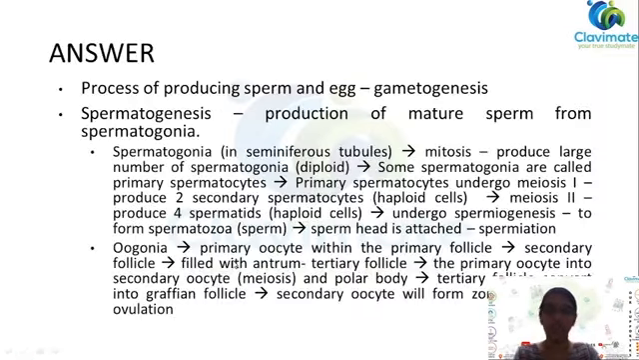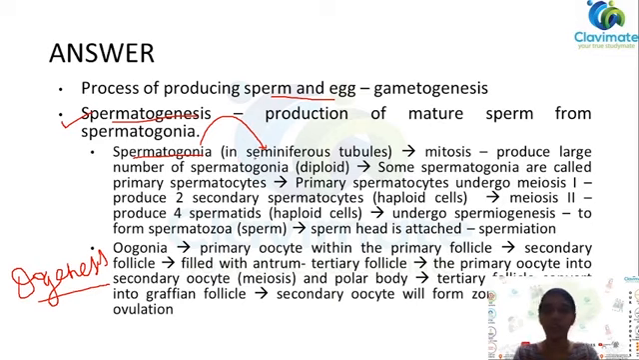The next question is gametogenesis. You have to explain what gametogenesis is. Gametogenesis is the process of producing sperm and egg. Spermatogenesis is the production of sperm, and there is another process called oogenesis, which is the production of egg. Spermatogenesis starts from the cell spermatogonia. Where is spermatogonia? In the seminiferous tubules. As I discussed in the previous question, seminiferous tubules are the site for sperm synthesis.